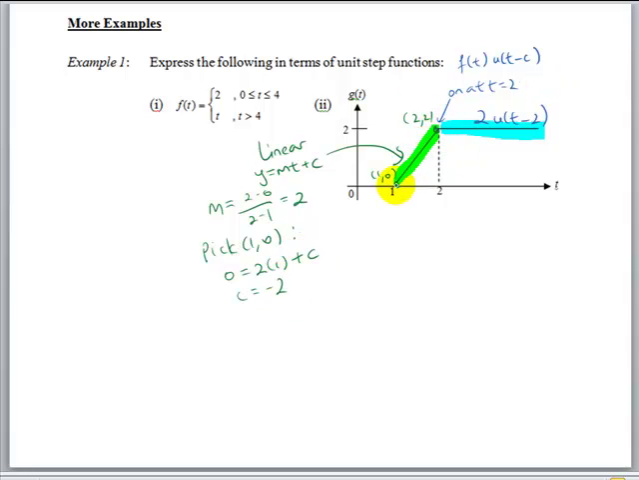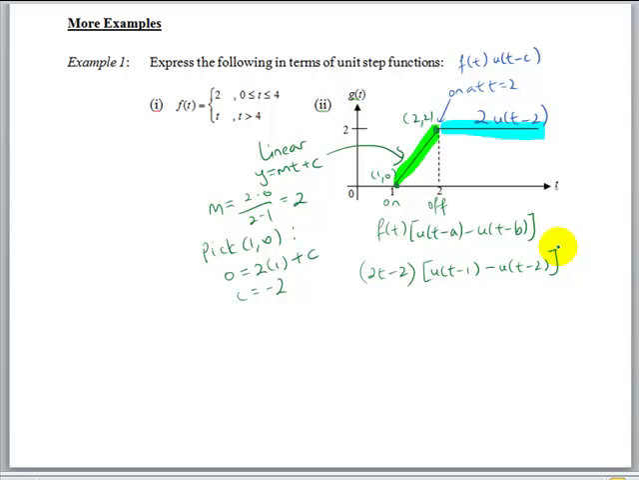Therefore, this green color function doesn't start from the y-axis, so it has a start. It turns on at 1 and switches off at 2. The green color line switches on at 1 and switches off at 2. So this green color graph belongs to this type, where you only retain the center portion. You don't want anything in front and you don't want anything behind. So this green color looks like this: the linear line mt plus c, with m is 2, c is negative 2, so 2t minus 2. Switch on at 1, switch off at 2.